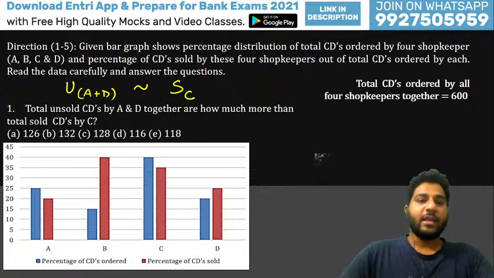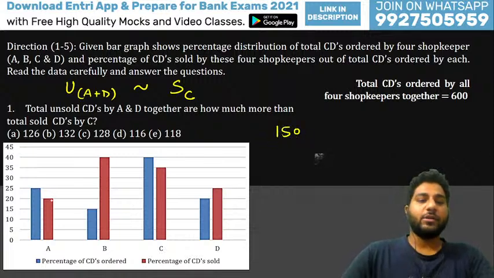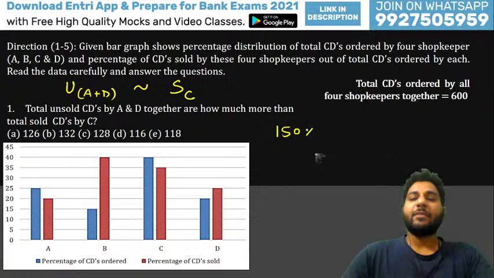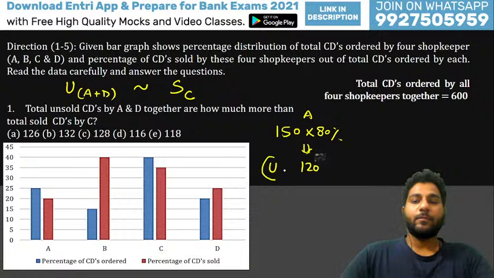Look at this. A has sold out of 150. A has sold 20%. That means 80% have not sold. So A's data is 120. All right, 120 unsold.